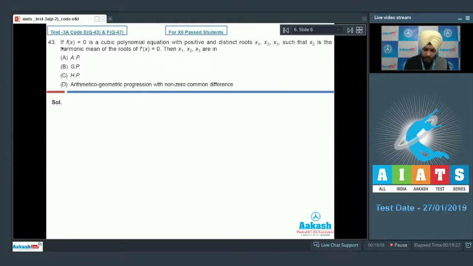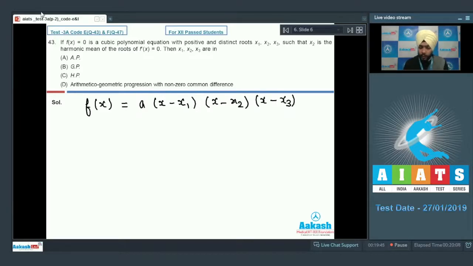So let us start the question with assuming a cubic polynomial fx equals 0 with 3 positive and distinct roots x1, x2, x3. So all of you know that fx can be easily taken as a times x minus x1 into x minus x2 into x minus x3.